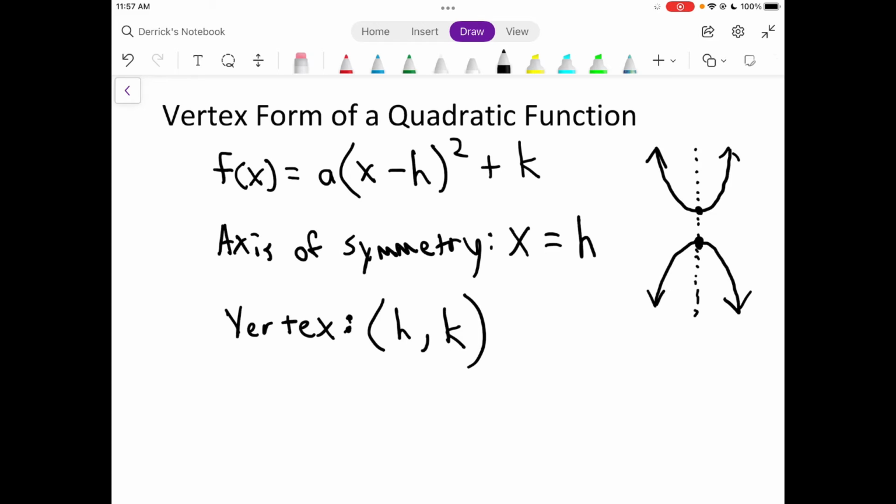Only other thing I'd want to talk about is a minimum versus a maximum. Basically, the idea is, as we talked about, we've got two different types of graphs here.